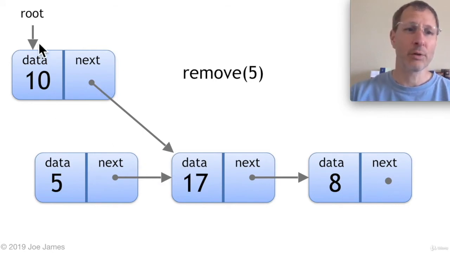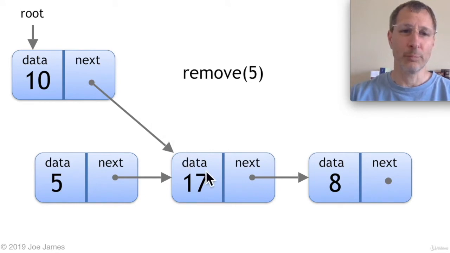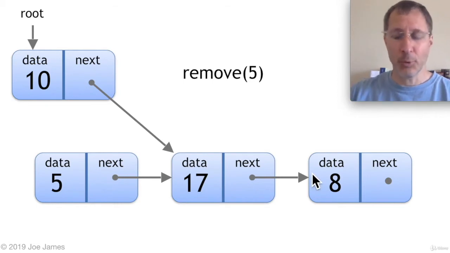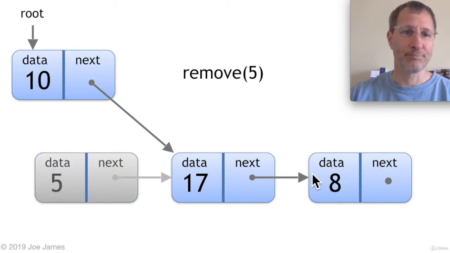When we iterate through the linked list starting from the root, we're going to follow this path and we're never even going to know that the 5 is there. The 5 node still exists, but we don't have access to it anymore. It's effectively deleted from the linked list. So that's the remove operation.